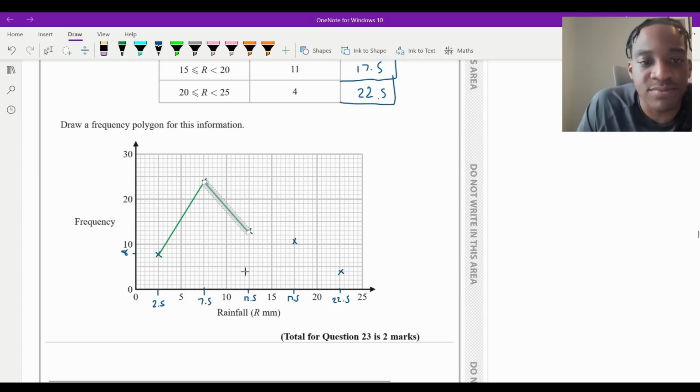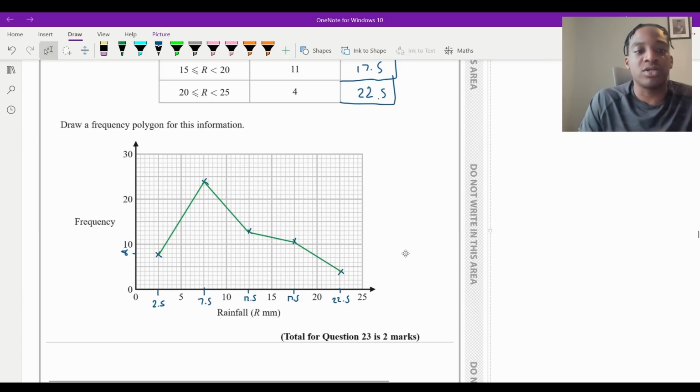I'm going to connect this one. So I'll connect them shortly. So it's going to be like this. And then the last one is going to be from here to here. Like this here. And this will be your answer. This will give you the 2 marks. And this is a perfect frequency polygon diagram.